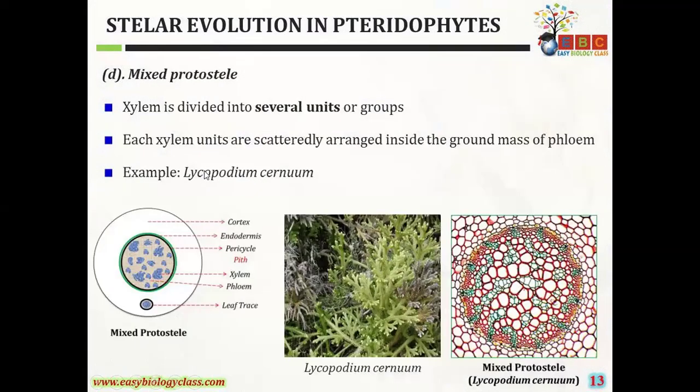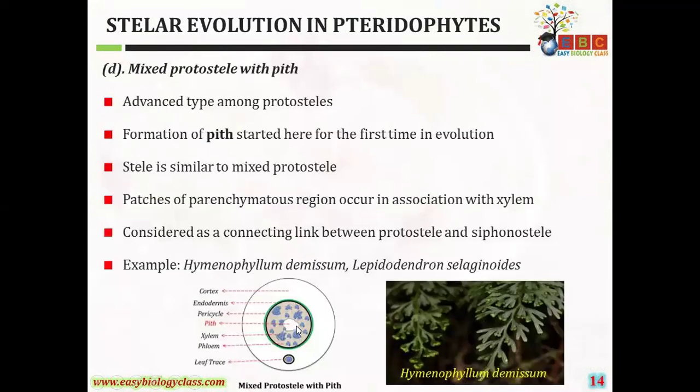Next, this is a mixed protostele. Example is Lycopodium cernuum. Here, both the xylem as well as the phloem are in the form of patches. This is the advanced type of the protostele, which is called protostele with the pith.